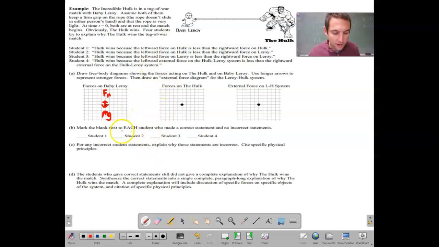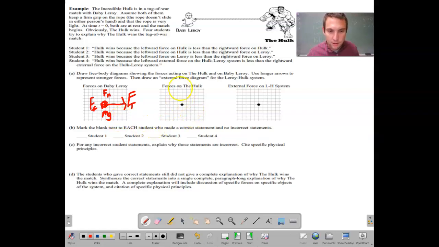And then we have this giant pull to the right, which we are going to call tension from the Hulk on Leroy, pulling Baby Leroy this way. And then we have this one more little arrow, which is hard to see, but it's exactly one box in length. And that is our frictional force. That is the ground pushing on Leroy.